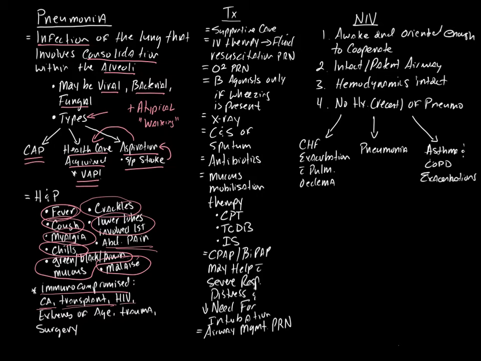HIV, extremes of age, if they've had trauma or surgery, right? If I've had a major trauma or major surgery, I'm going to be bedridden. I may not be able to take deep breaths. I may not be able to effectively clear the airway. I can get stuff building up in the airway and develop pneumonia as a result of that. Pneumonia is fairly common after rib fractures as well. So you're not breathing as deeply, and then you develop atelectasis, and then that can go on to developing pneumonia because you're not effectively clearing that area.